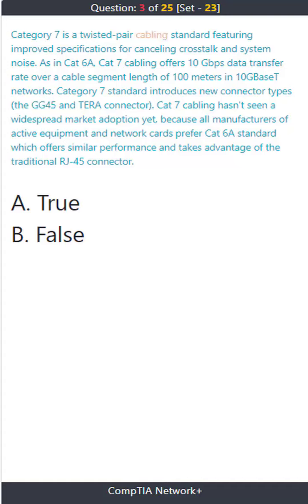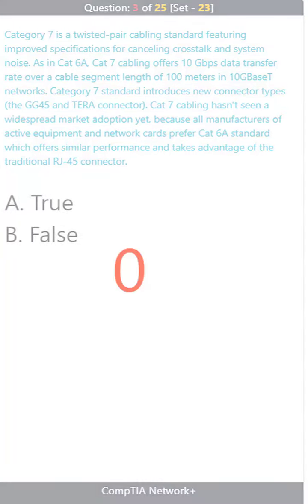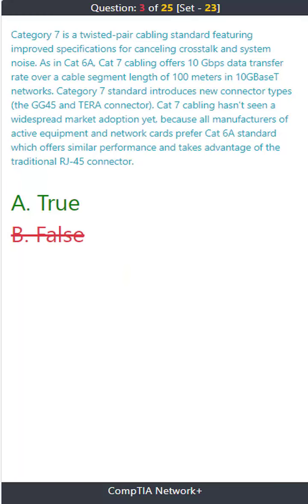Cat7 cabling hasn't seen a widespread market adoption yet, because all manufacturers of active equipment and network cards prefer Cat6a standard, which offers similar performance and takes advantage of the traditional RJ45 connector. A. True. B. False. The correct answer is A. True.